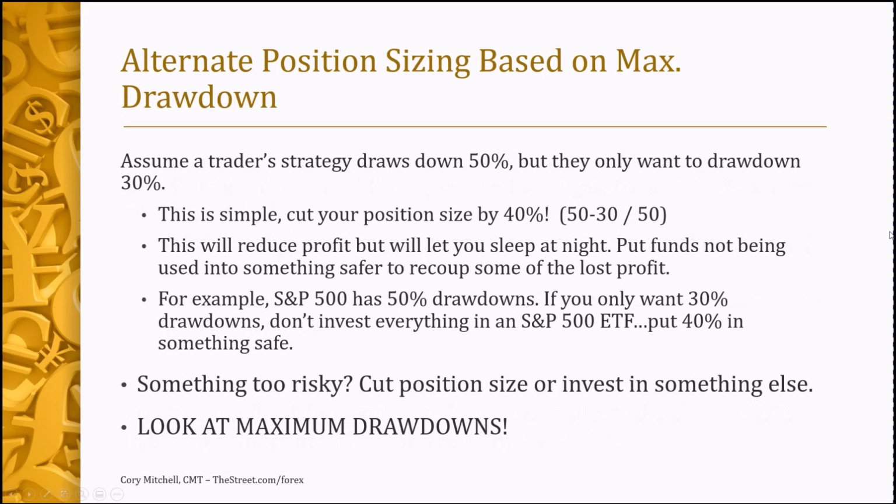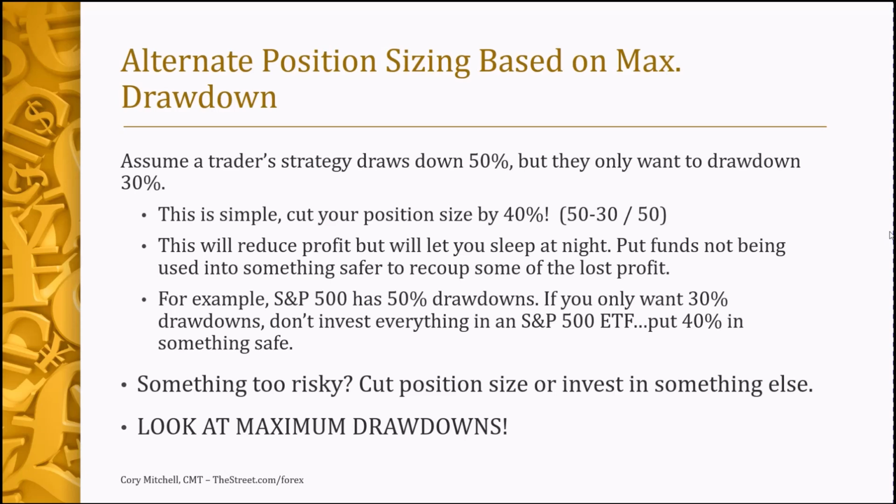The flip side of this is there's probably a trader out there who's seeing drawdowns that are way too big for them and they're super stressed out. They can't sleep. They're getting up to check their charts at night. And assume maybe they draw down 50%, but they want to get to that 30% or 25% level. So if they want to reduce their drawdowns to 25% of their account, they'd have to reduce their position size by half. If they want to drop it down to 30%, they'd have to cut their position size by 40%. This is going to reduce the profit too. If you're taking those big drawdowns, unfortunately, you can't really have one without the other.